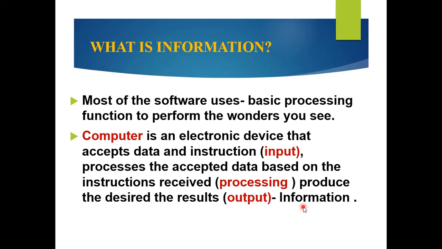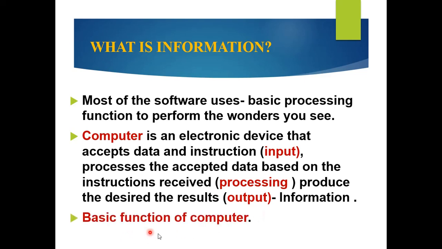Okay, so the overall performance of a particular thing is called information, which will be meaningful. We can understand the overall concept behind the particular thing by the information. A computer is an electronic device which accepts data and instruction, processes the accepted data, and produces the desired result, that is called output, which is also known as information.